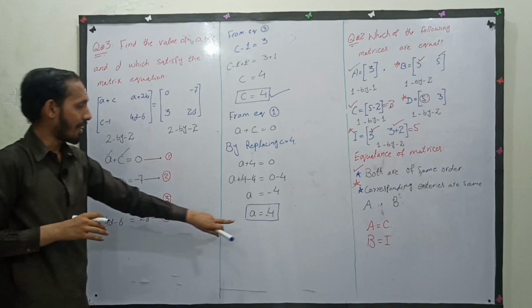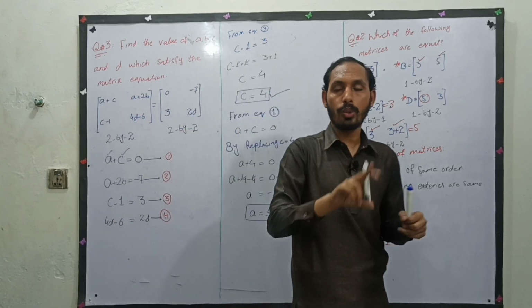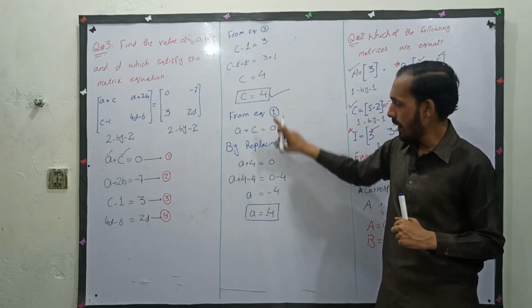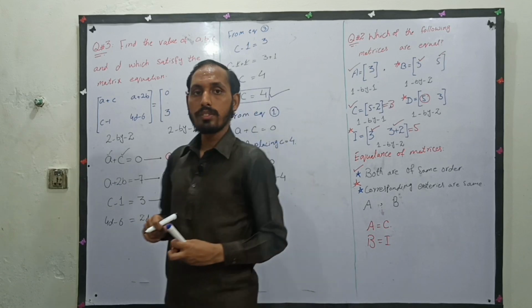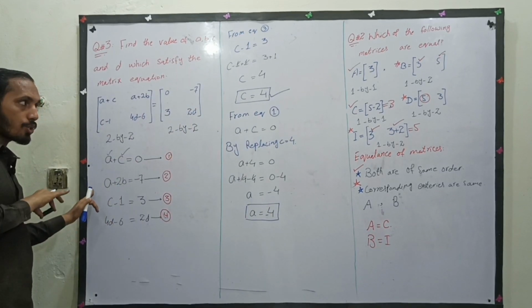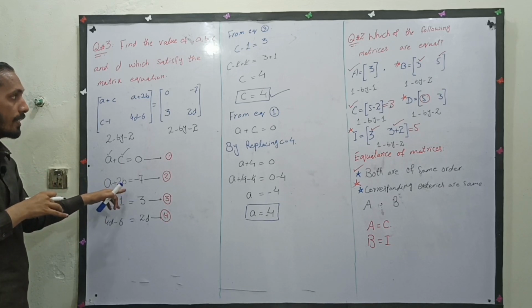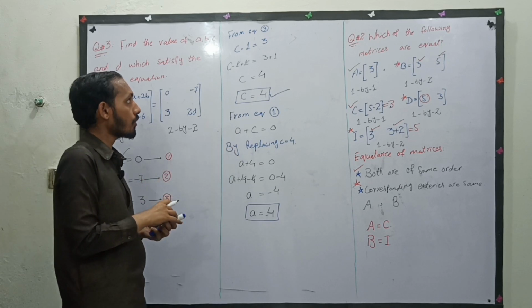Now we have the value of A. Now we have two variables which are known to us, that is C and A. C is 4 and A is minus 4. Now equation 2 involves the variables A and B. Now A is known to us. We can replace the value of A to find the value of B, just like we replaced C to find A.